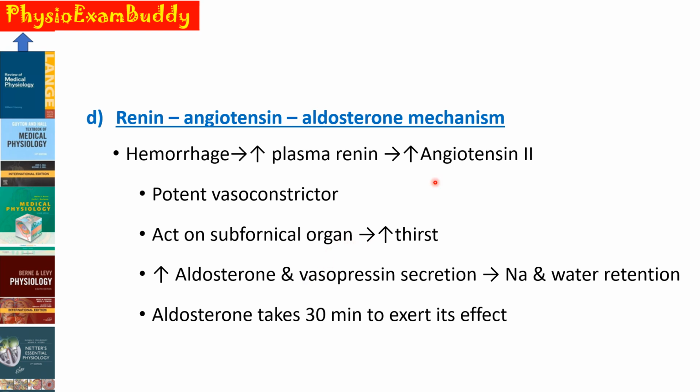The increase in angiotensin 2 can also increase the aldosterone as well as vasopressin secretion. The decreased firing of our atrial stretch receptors, which are the baroreceptors, also leads to an increase in the secretion of this vasopressin. So the increased circulating aldosterone as well as vasopressin causes retention of sodium and water, which helps to re-expand the blood volume. And the aldosterone usually takes about 30 minutes to exert its effect.